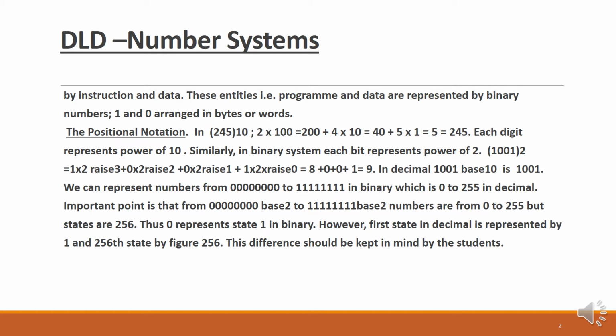Now I'll give you a very simple trick. Whatever the number is, whether it is composed of 3 digits, 4 digits, 5 digits, whatever, you count the digits and just minus 1, and that will be the maximum position, or the power of 10 if it is a decimal number, and the power of 2 if it is a binary number. So similarly, in the binary system, each bit represents a power of 2.